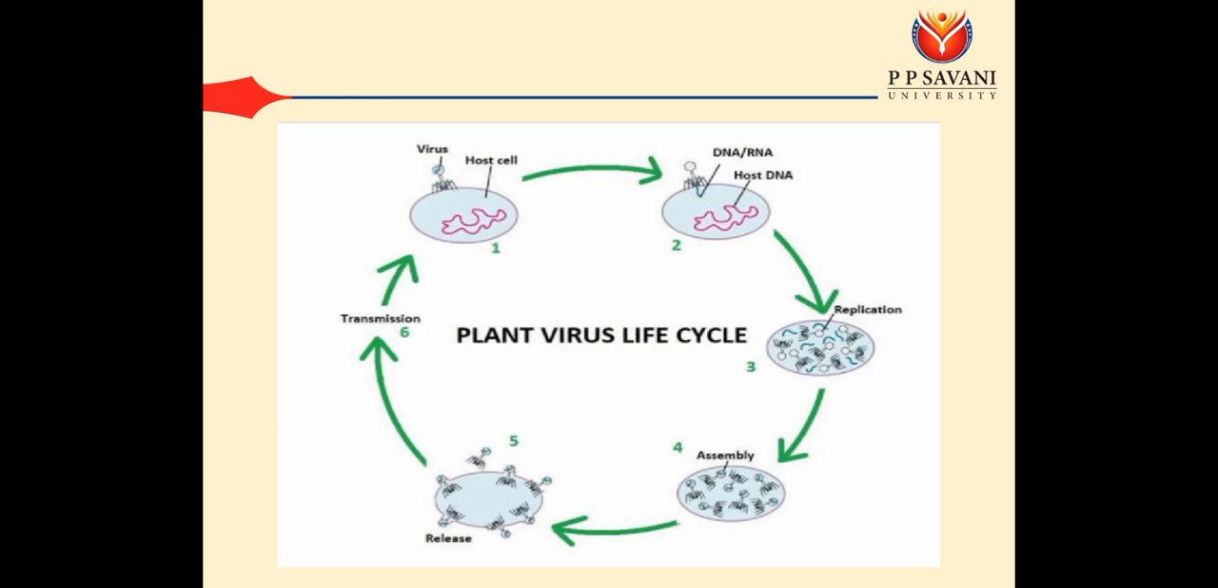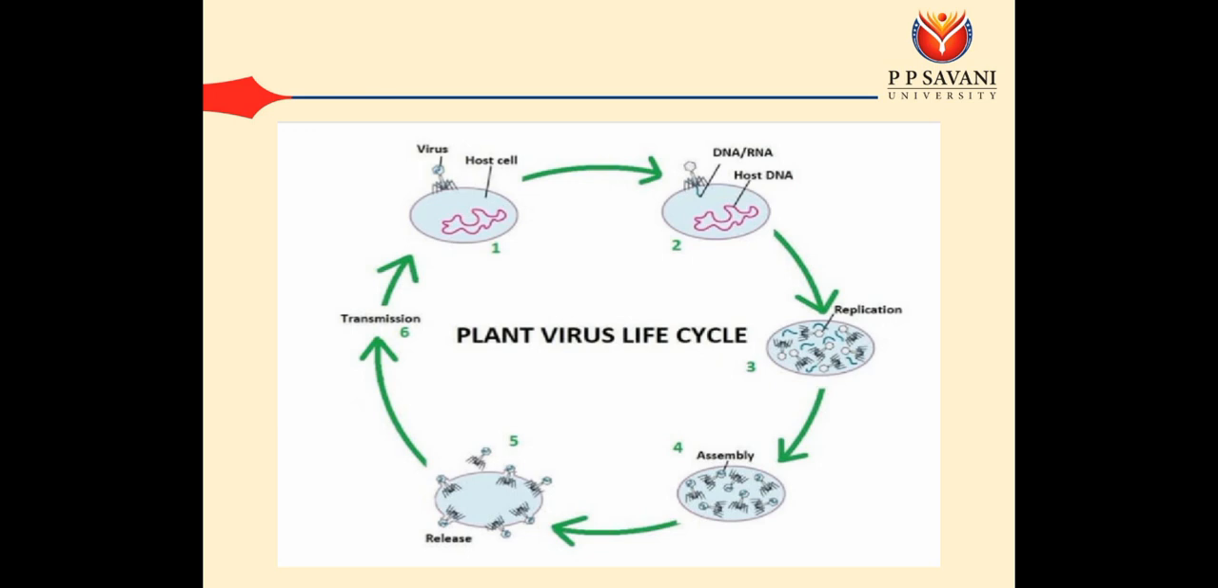The first step of the virus life cycle is attachment. In this step, the virus attaches itself to the outside of a plant cell. The second step is penetration. In this step, the protein pushes the nucleic acid strand into the plant cell. The third step is replication. In this step, the virus's nucleic acid uses the plant cell's machinery to make many new nucleic acid strands and protein coats.